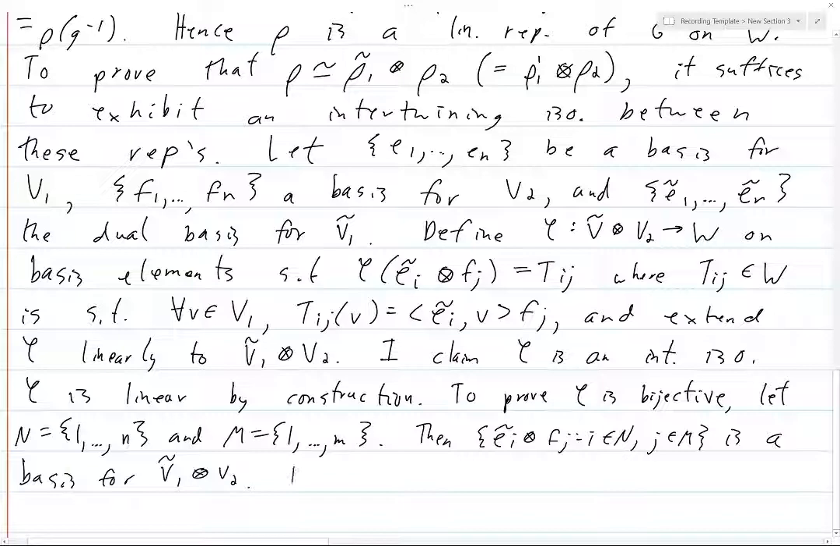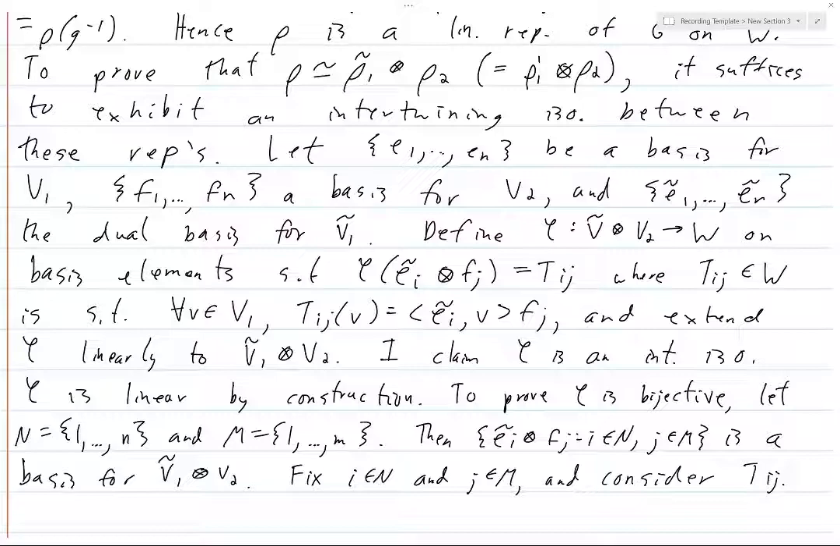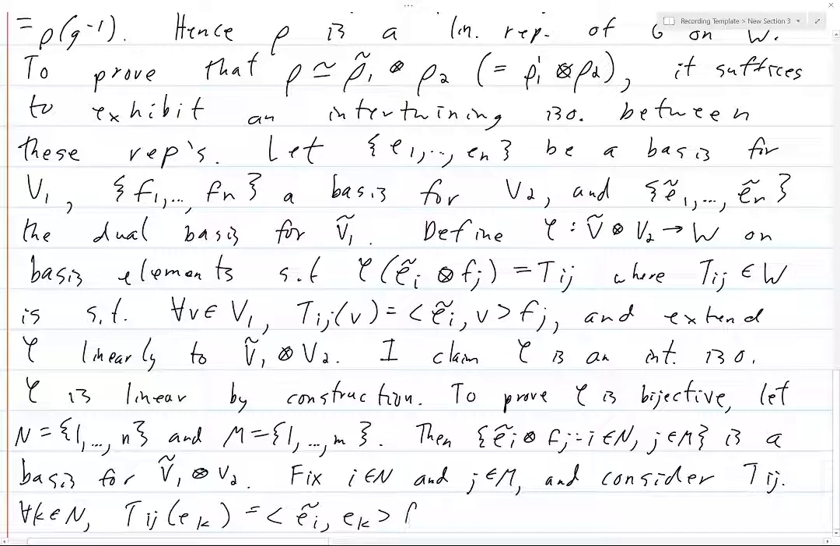Fix i and j, and consider T_ij. We want to describe what T_ij looks like. We know that it's a map from V1 to V2. So for all k, what does T_ij do to E_k? This is going to be E_i tilde of E_k times F_j. Right? Is this just multiplication?